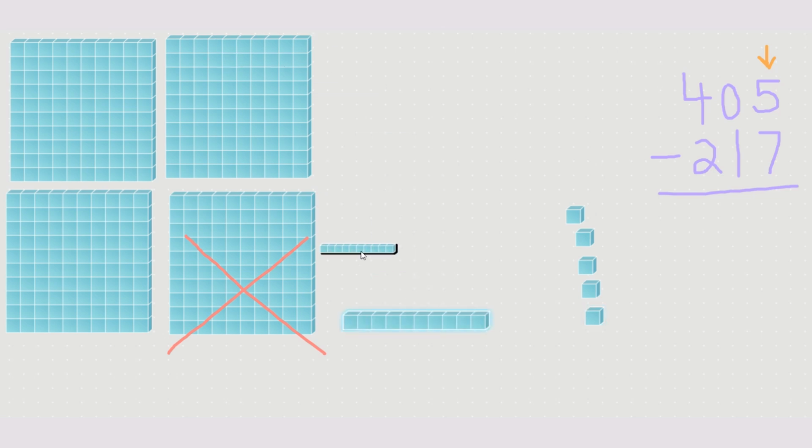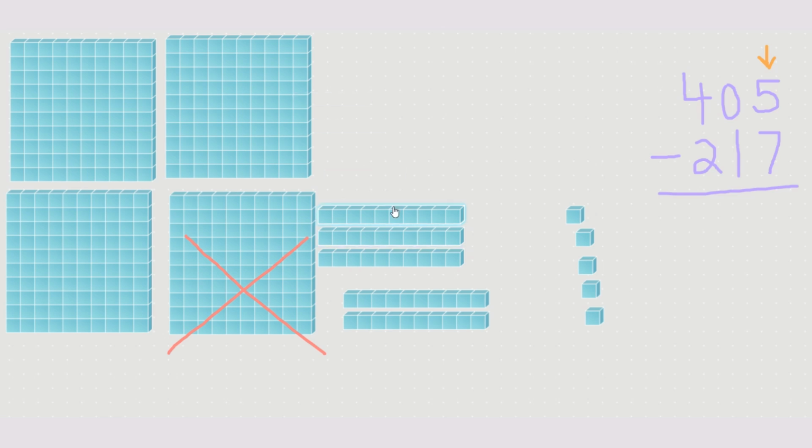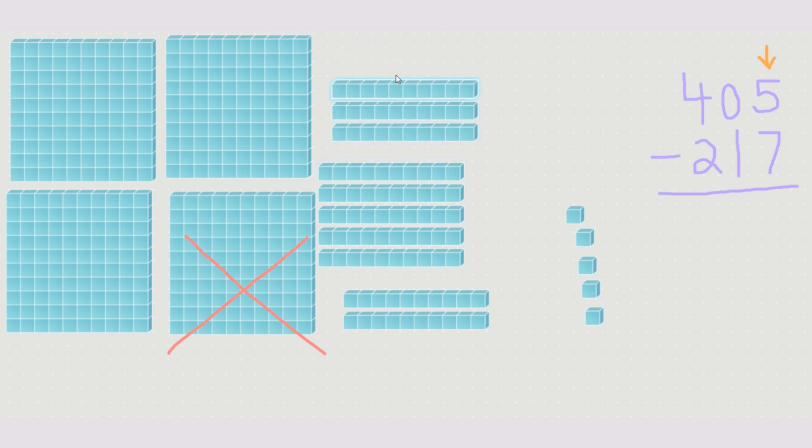1, 2, 3, 4, 5, 6, 7, 8, 9, 10. So I made a trade.